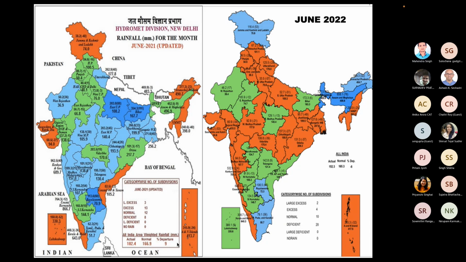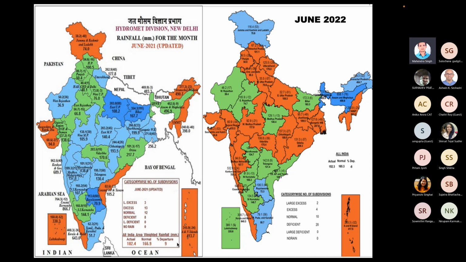Okay. Yeah, now let's look at how the June 2022 rainfall on the right compares to last year. Compared to last year, we're not doing well. Last year, the June rate was 182, this year is only 150. And you can also see that in June last year, the ITCZ had moved much further north. It went up to Indo-Gangetic Plain. This year, it did not.